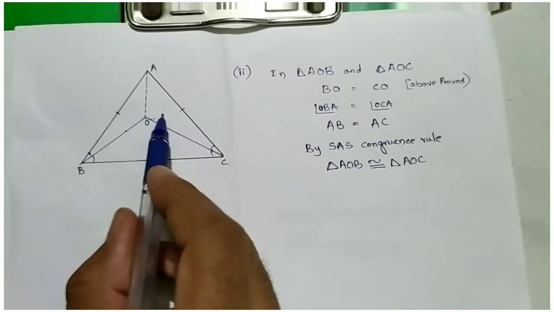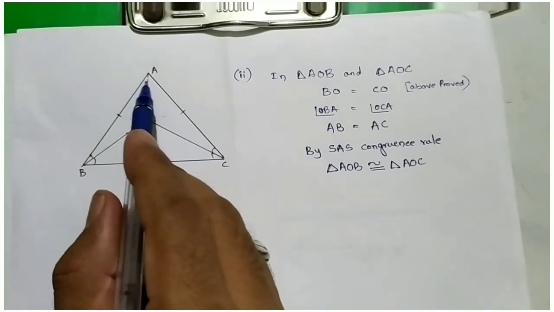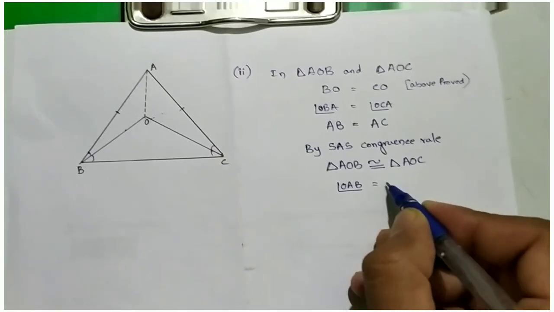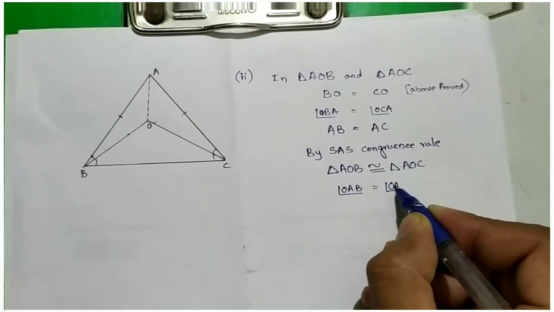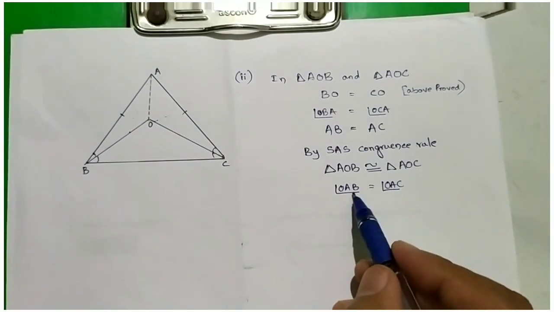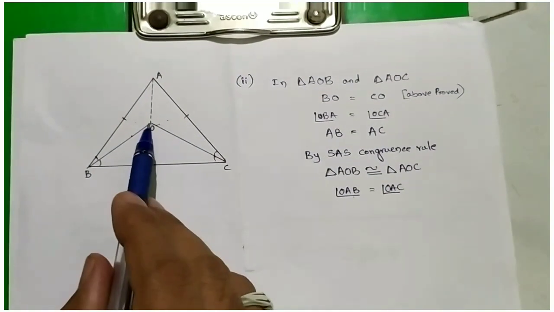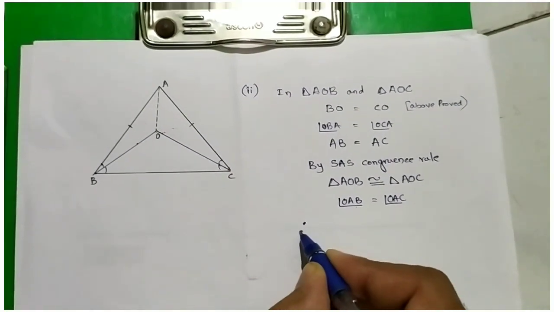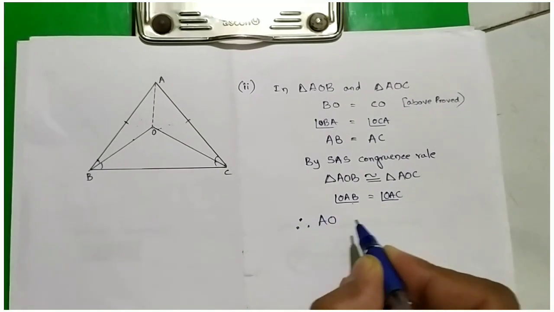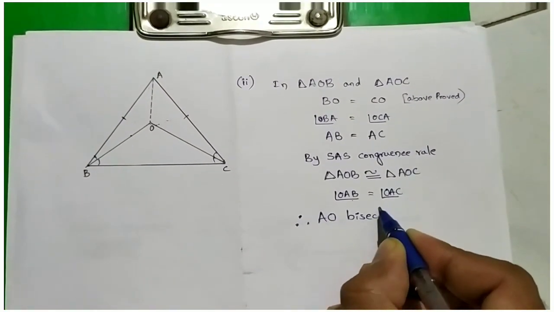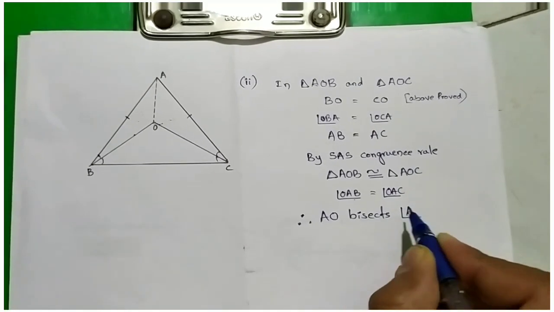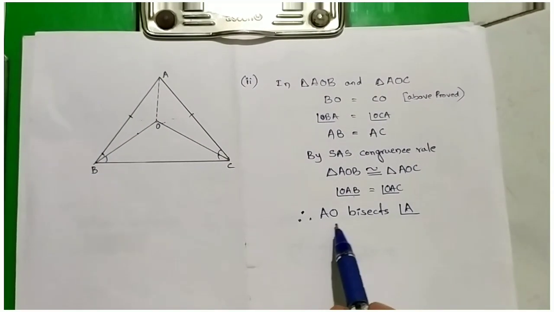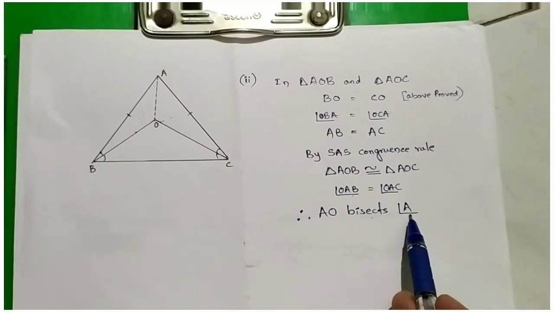When these two triangles are congruent, then their corresponding angles will be equal. Which are those? OAB equal to OAC. If these two angles are equal, then easily you can say AO bisects angle A. Bisecting means making into equal parts. So here we are getting equal parts. That's why you can conclude AO bisects angle A.